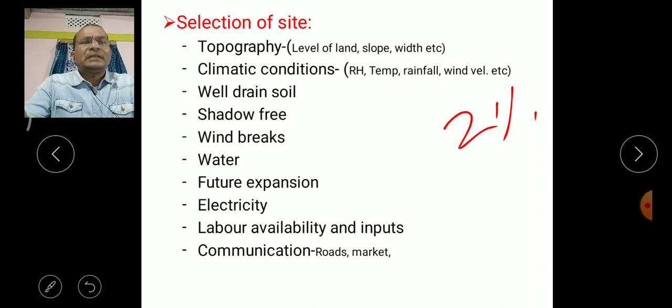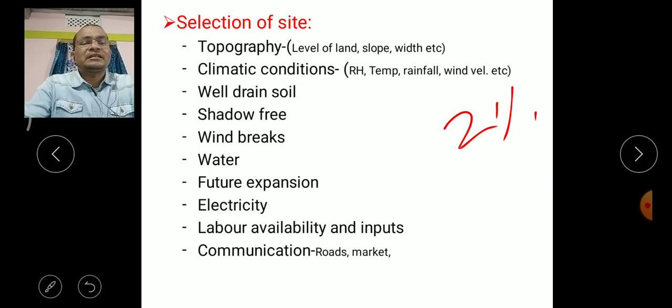Okay, but there may be some trees or windbreaks or shelter belts, but that should be at a sufficient, standard distance from the greenhouse structure. We will discuss later on. Actually there is some standard measurement where the trees can be allowed to grow. Okay, next is windbreaks.